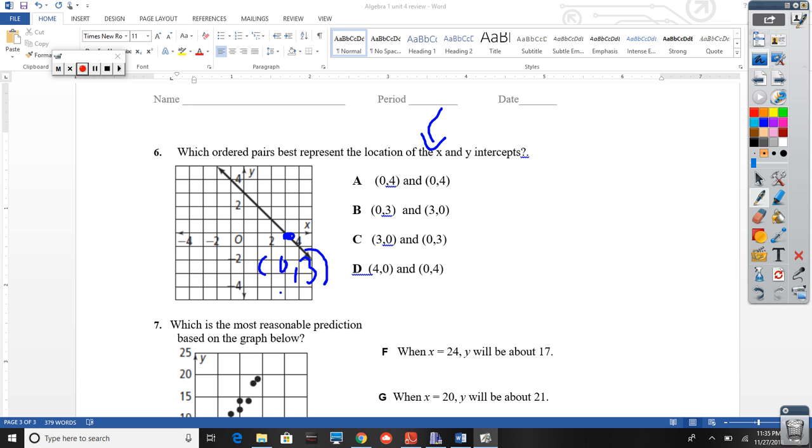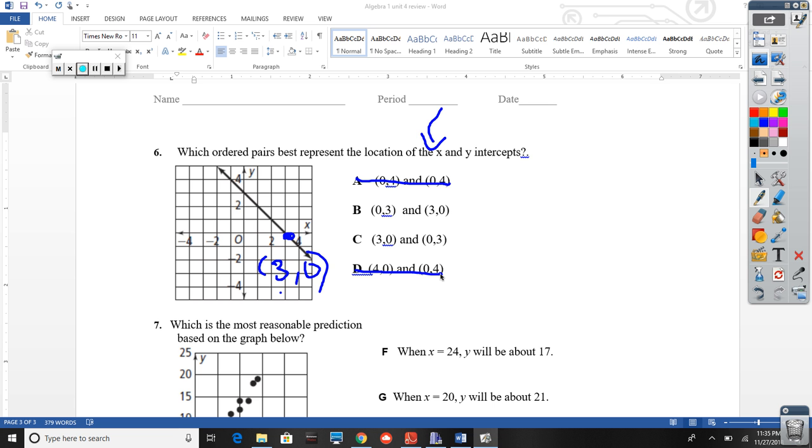Is it 0, 3? No, what is this? I made a mistake that a lot of you guys make all the time. You always go to the left and right first. That's 3, 0, right? So I need to find the one that has a 3, 0. This one does not have 3, 0. And this one does not have 3, 0.